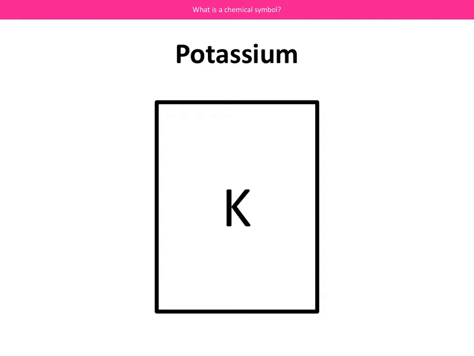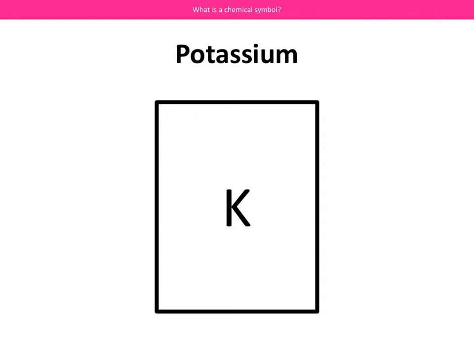So one of the things to begin to realize now is that the symbol or letter isn't always the first letter of what we think of as the name. So we might have expected potassium to have the symbol P or PO, but that's not the case. And one of the reasons is that the names for these elements have come about over almost thousands of years, and the names can have different sources.